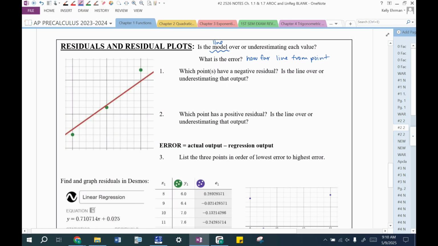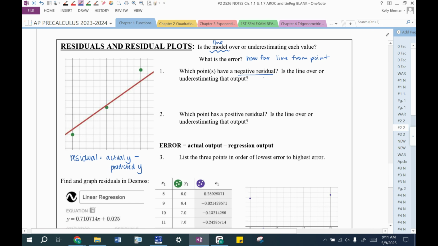Take a look at this picture. This point is very close to the line. It has a small error. This point is a bit farther above. It's got a larger error. This is sort of in the middle. Which points have a negative residual? So what is a residual? A residual is really just that distance from the point to the line. So a residual, in general, is like the actual y value that you have, the data point, minus the predicted y value that the line says it should be.